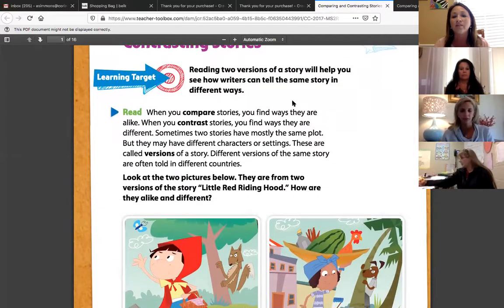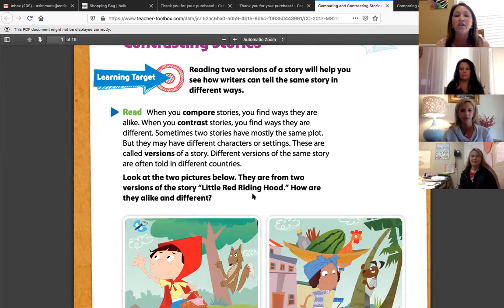And your target was that reading two versions of a story will help you to see how writers can tell the same story in different ways. What they were talking about last year was maybe where you had two different versions of the same type of story. Like we've read different stories about Cinderella, like the traditional Cinderella story and the Caribbean Cinderella, or the Creole Cinderella, where it's down south, like Louisiana in the Cajun area.